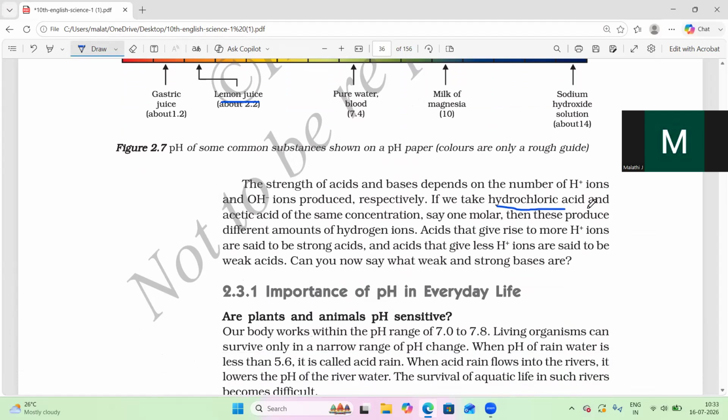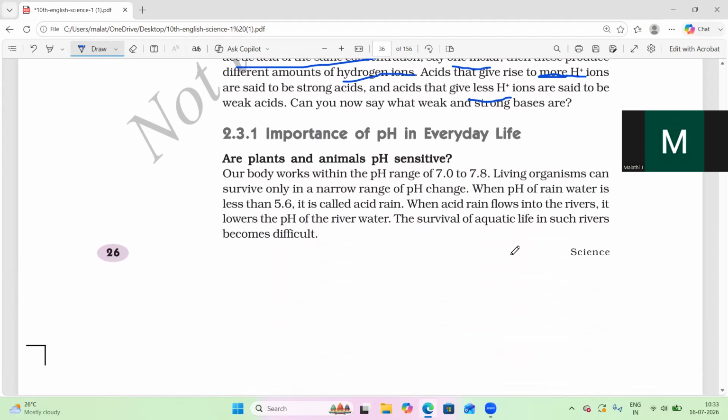What if we take hydrochloric acid and acetic acid in the same concentration, say 1 molar? Those produce different amounts of hydrogen ions. If it is more acidic, it will produce more hydrogen ions. If it is less acidic, it produces fewer hydrogen ions. That is a weak acid.